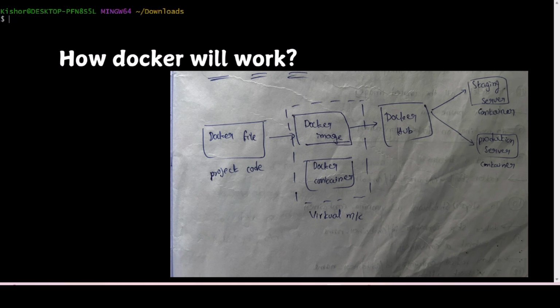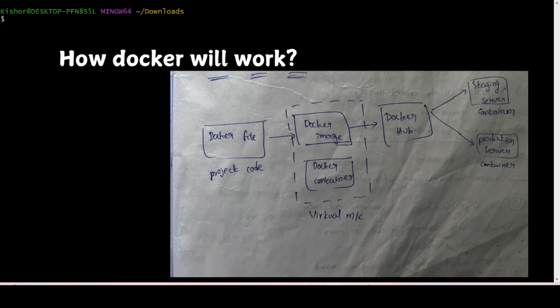And one more question, how does Docker work? Here this is the image workflow, how Docker is working. First we have the Dockerfile, and next it will create the image and container in the virtual machine, that means your IDE, integrated development environment, and it will push the image to the Docker Hub, and then to the container, that means the production server.